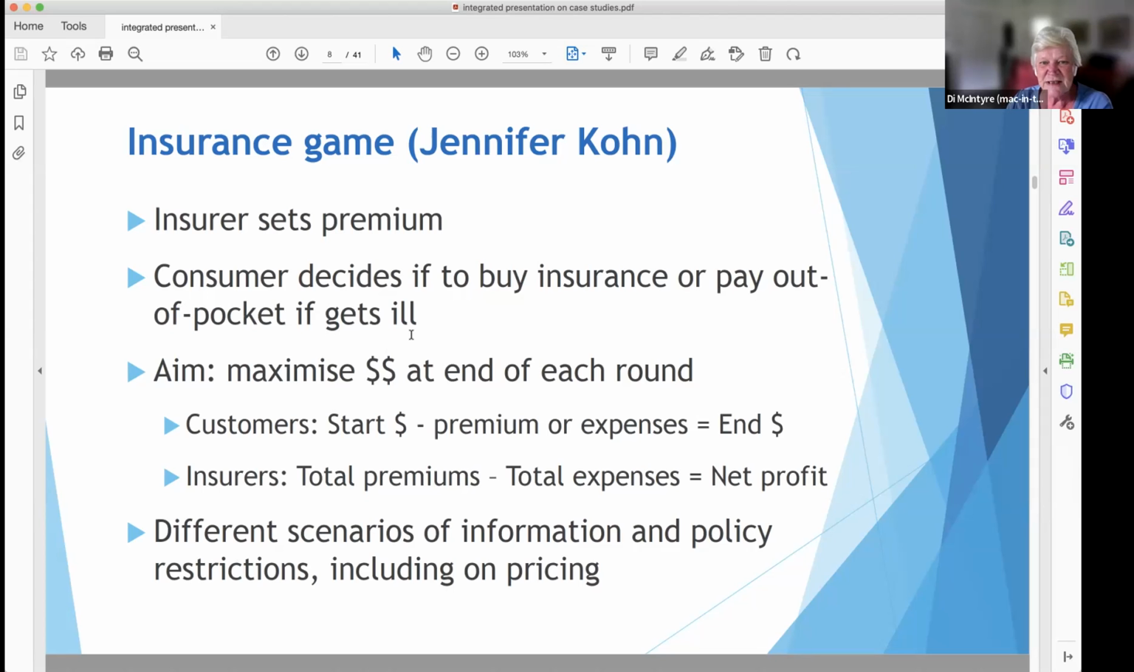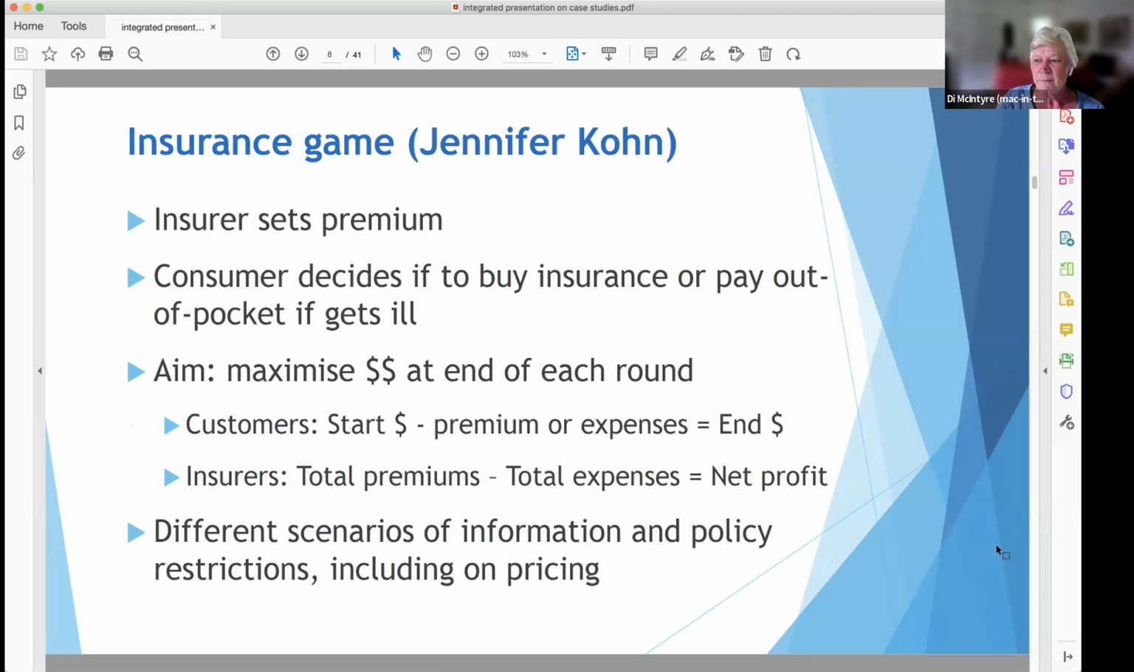So that's essentially the insurers and consumers, and the aim of the game is to maximize. They each get the same amount of money or wealth at the beginning of the game, and the aim is to maximize the dollars at the end of the round. So for customers, they can choose either to buy the insurance, in which case they would have to spend an amount on the premium, or if they get ill and they have to go and pay for health services out of pocket, they would have to pay various expenses, and that would reduce their wealth and what resources they have.